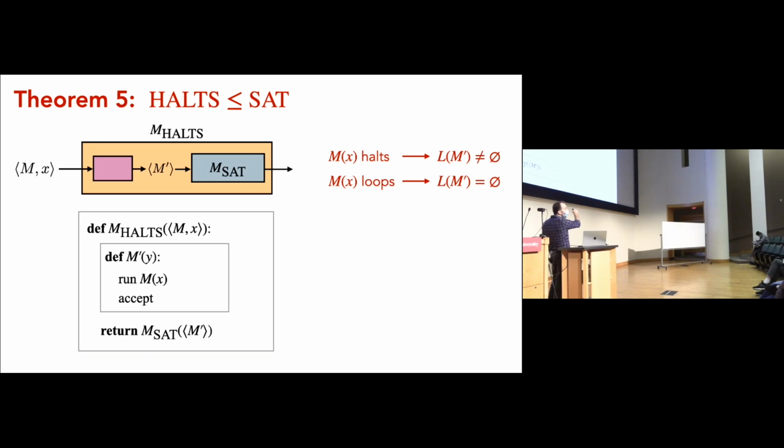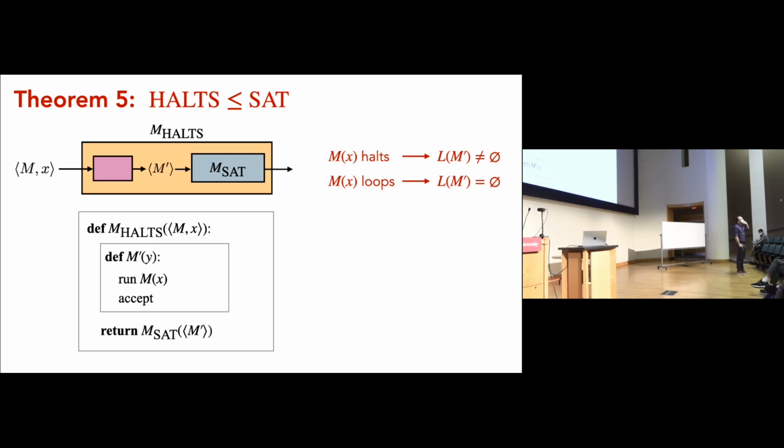So what does that mean? You're just stuck there. You never make it to the next line and accept. So if you're always stuck on line 1, do you accept any string? No, you're just stuck. You can never accept any string. So then, indeed, the language of M prime is the empty set.